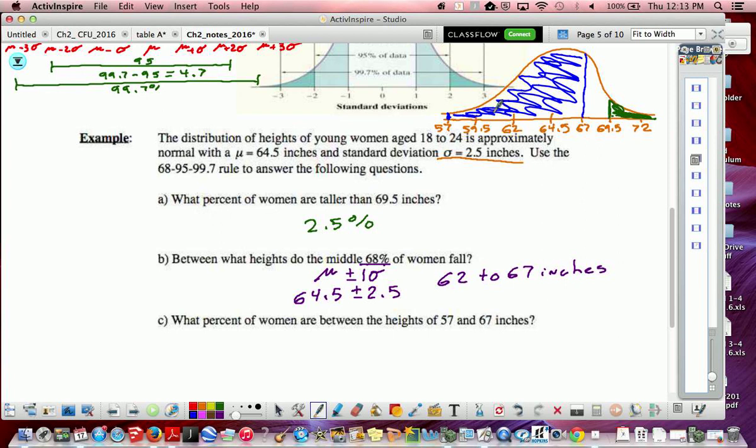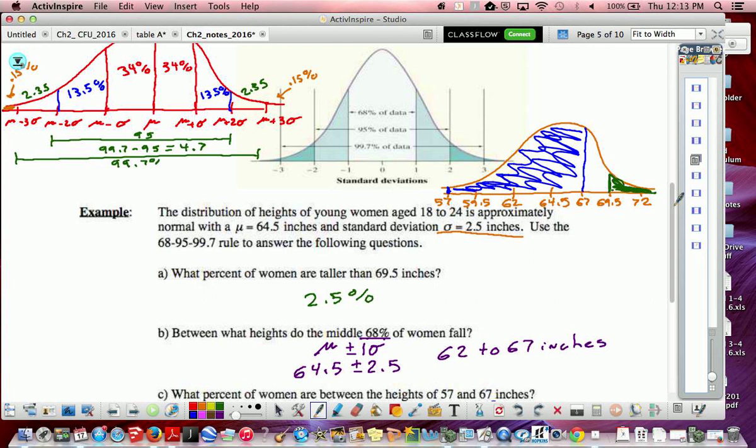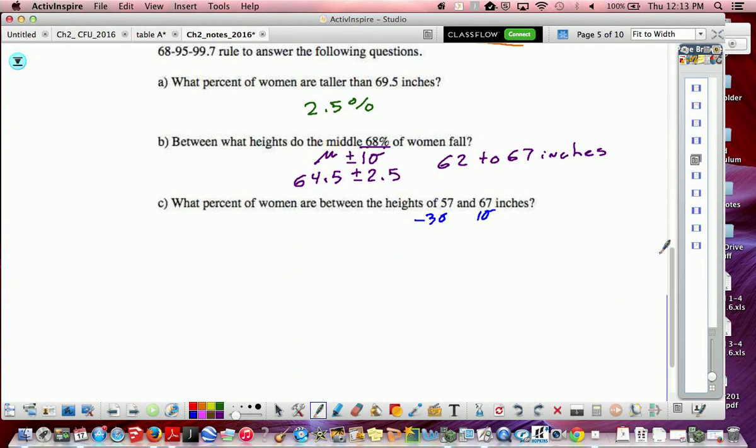So if I think about 57, I'm minus 3 standard deviations. 67 was 1 standard deviation. So what I want to do is really add up all of these percentages, because I'm going from -3 to 1. So one way you could do it is go 2.35 plus 13.5 plus 34 plus 34. So if you add all those up, I believe you get 83.85%.